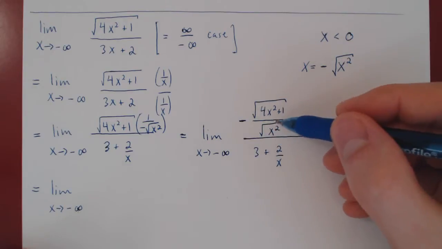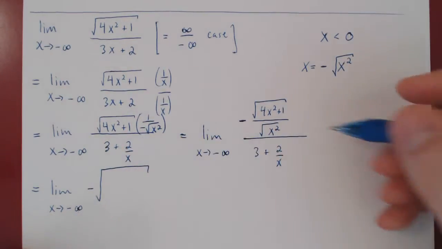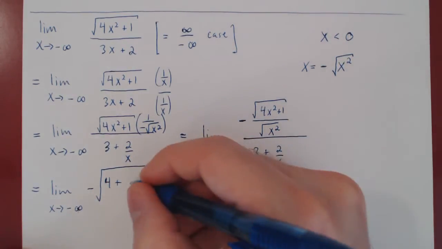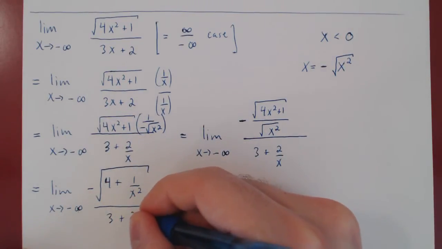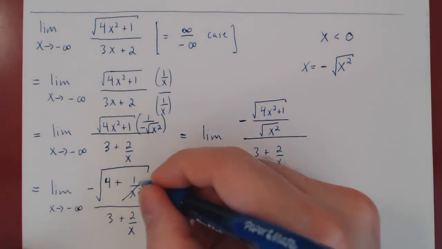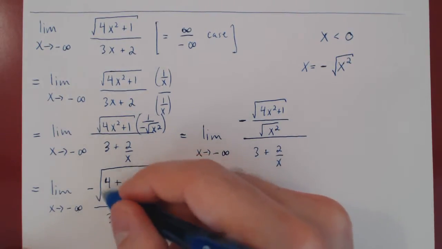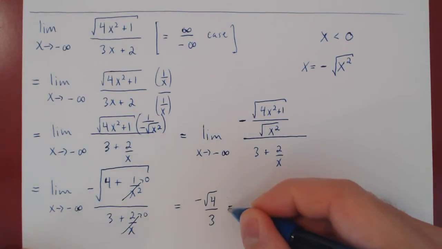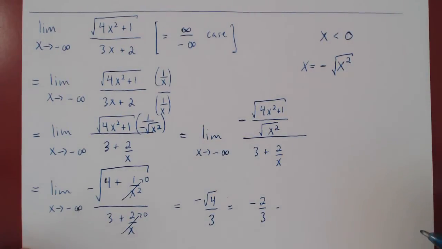So root of a over root of b will be root of a over b. And we'll divide already, so we'll do 4x squared over x squared is 4, plus 1 over x squared, over 3 plus 2 over x. As x goes to negative infinity, 1 over x squared and 2 over x shrink to 0. And we're left with negative root of 4 over 3. Root of 4 is 2, so it's negative 2/3.